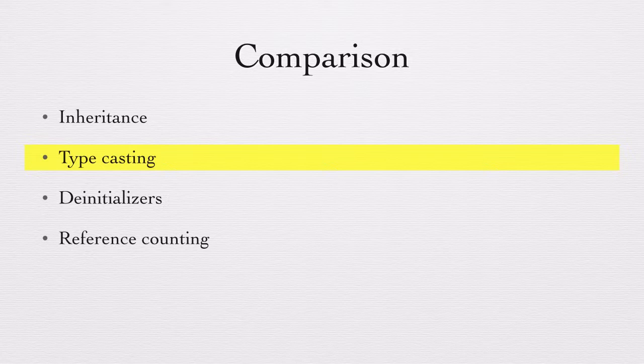Typecasting allows you to check and interpret the type of a class instance at runtime. Deinitializers allow you to free up any resources that you may have acquired during the lifespan of a class instance. You may consider this equivalent to destructors in other languages.